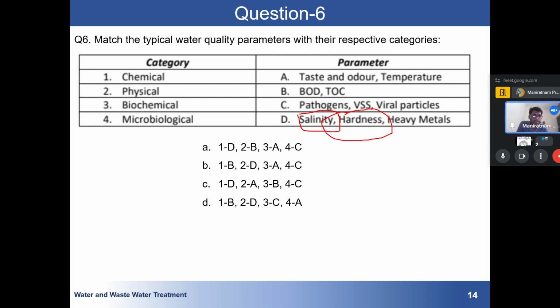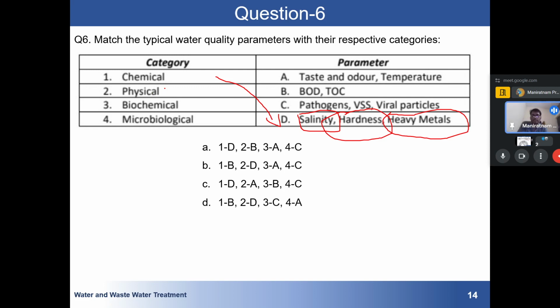Then heavy metals, if we are talking about heavy metals, then it contains some kind of chromium, arsenic. So obviously to remove those things we add some kind of chemicals. So obviously the first one will be matching with the D. Okay. So then it comes to physical.